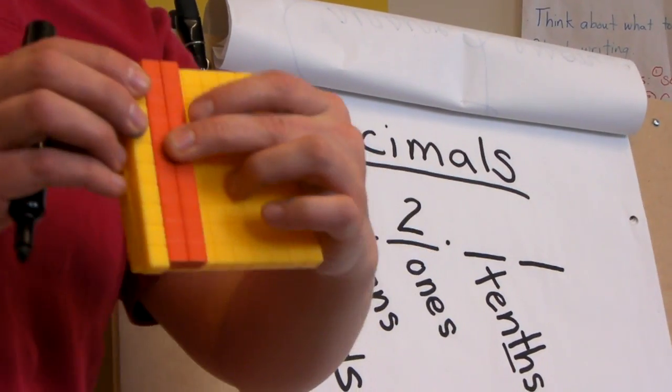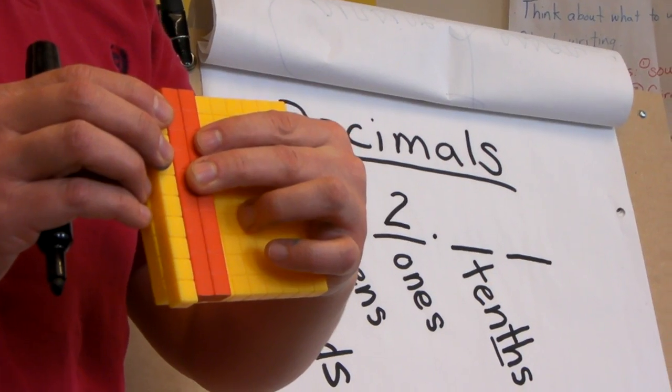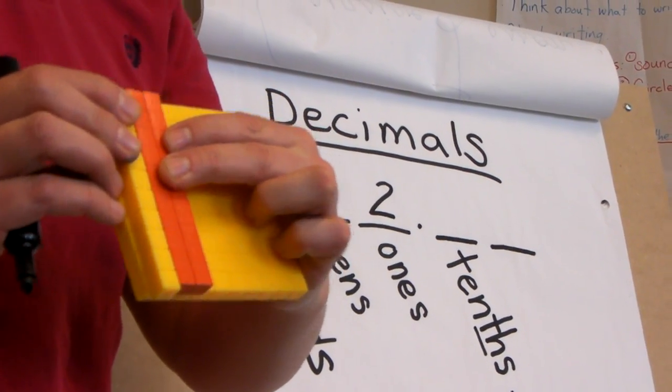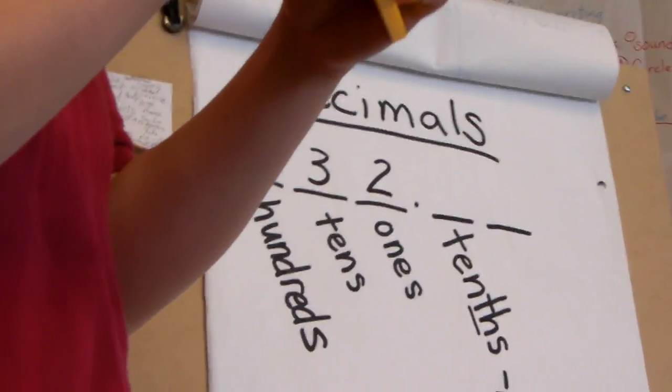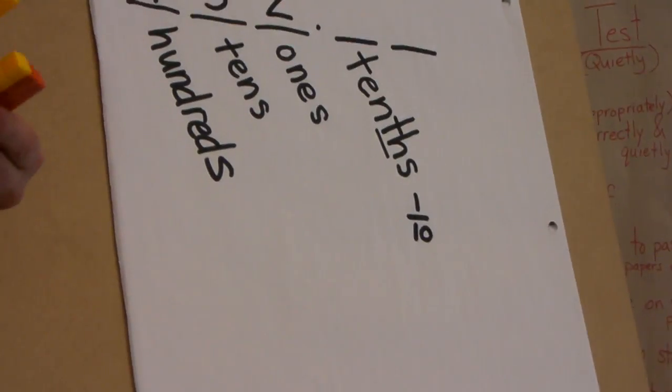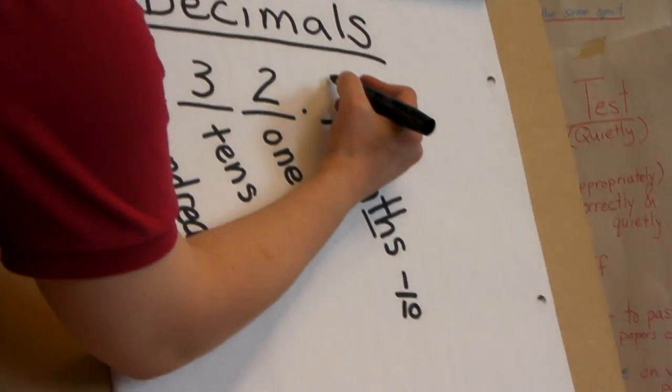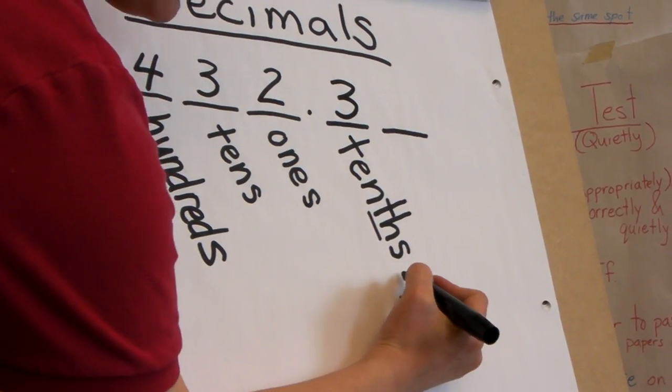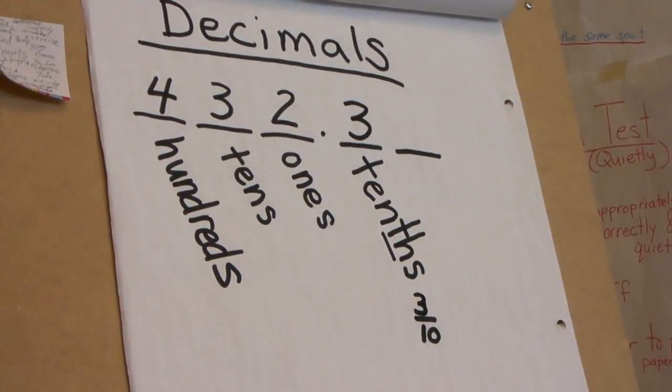If I use this representation, how many tenths do I have here? Yes, 3. 3/10. Okay? So I could write that there if I want. And then this would mean 3 of those tenths.